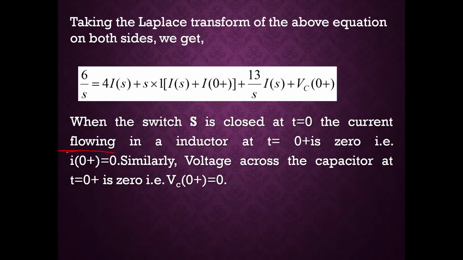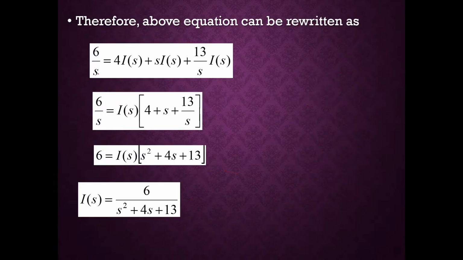So I of 0 plus is 0 and Vc of 0 plus is 0. Okay, so this term becomes 0 after implementing initial conditions. So the modified expression is 6 by S is equal to 4 I of S plus S I of S plus 13 by S I of S. So take I of S common: 6 by S is equal to I of S into 4 plus S plus 13 by S.